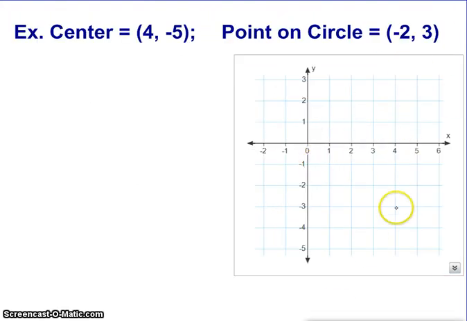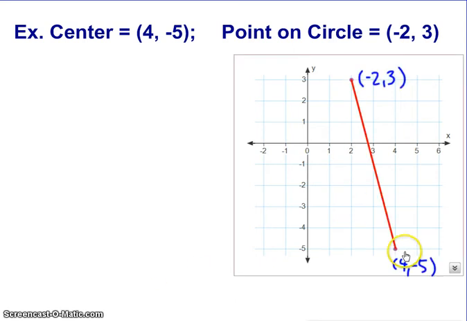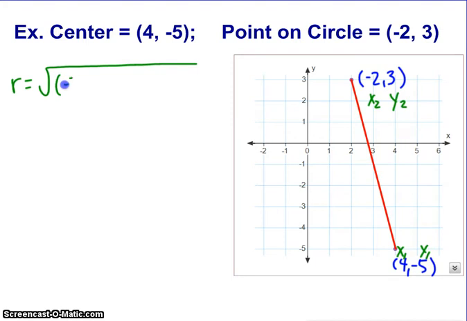The center is at (4, -5), and the point on the circle is going to be (-2, 3). So we've got a pretty big circle here. Alright, so we have x1, y1, x2, y2. The radius is going to be equal to the square root of (x2 minus x1) squared plus (y2 minus y1) squared. Be careful here with that double negative, because that's actually going to be 3 plus 5 squared. So just type in your calculator the way you see it. You should get the square root of 100, which is 10.